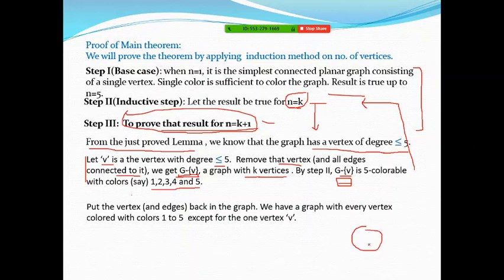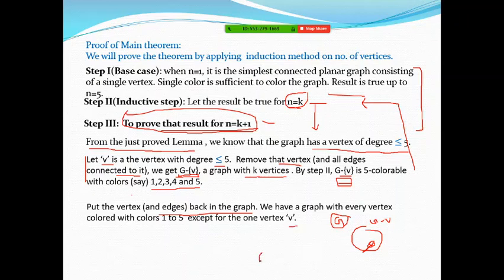So this was the main graph. There was one vertex V. First we have removed this vertex, and then the graph is G minus V. G minus V is with k vertices, so that graph is fully 5 colorable. Now we are putting this vertex back in the graph again. When we put that vertex back, we have our original graph G, but with one addition: every vertex in G is now colored except this added vertex V.